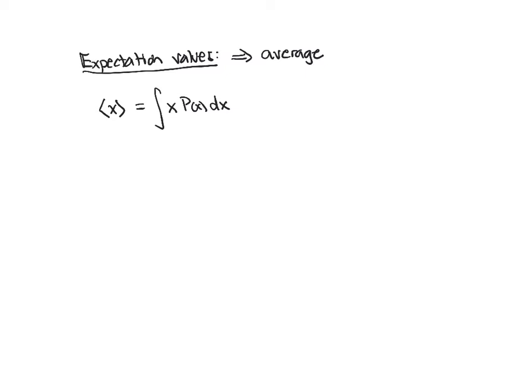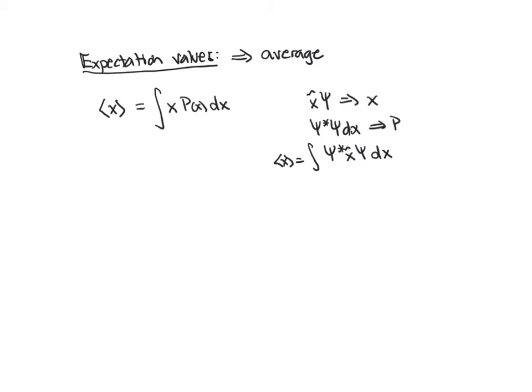So let's think about what we have here. x hat operating on psi should tell me something about the position. And psi star times psi dx tells me about the probability. So if I put these two things together, psi star x hat psi integrated over all space should tell me about the average. And this is how we find an expectation value quantum mechanically.